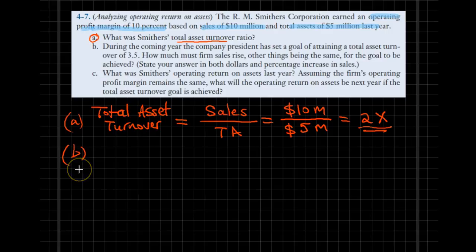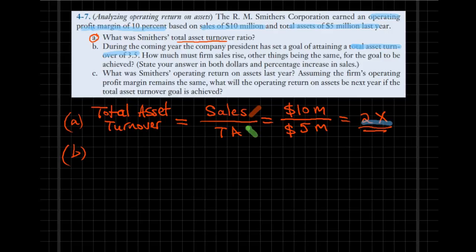Well, now in the second part. So in the second part, things are a little bit more involved. So the company president now, the management, sets a goal for total asset turnover of 3.5. Currently it is only 2.0. So our goal is to increase that total asset turnover. And in order to achieve that, we have only 2 options. So we either increase our sales or we decrease our total assets. There's no other way out.